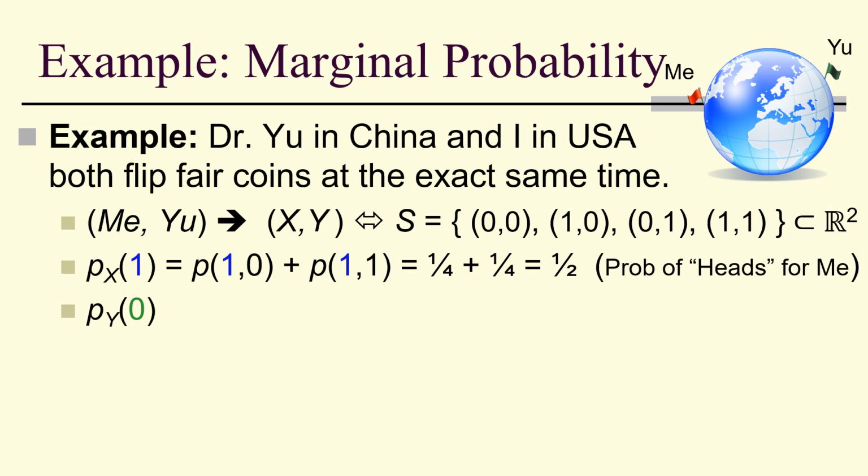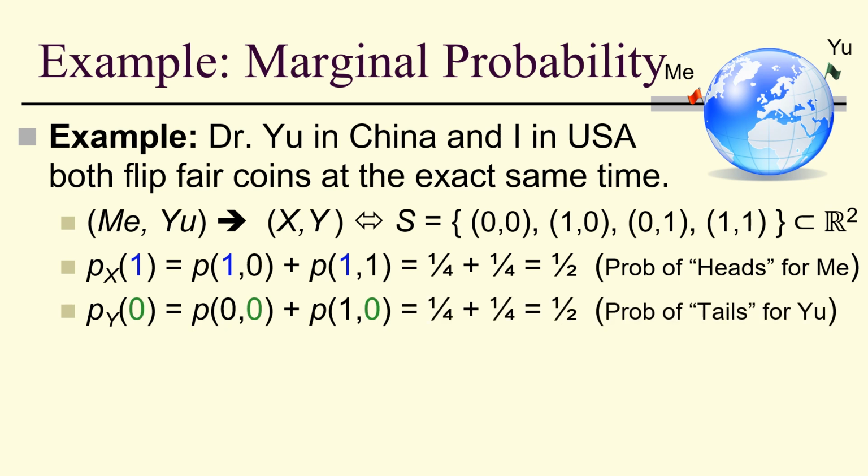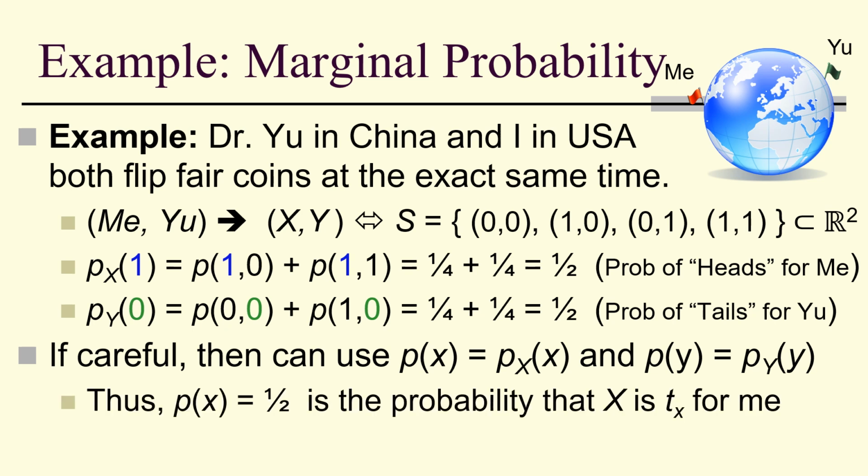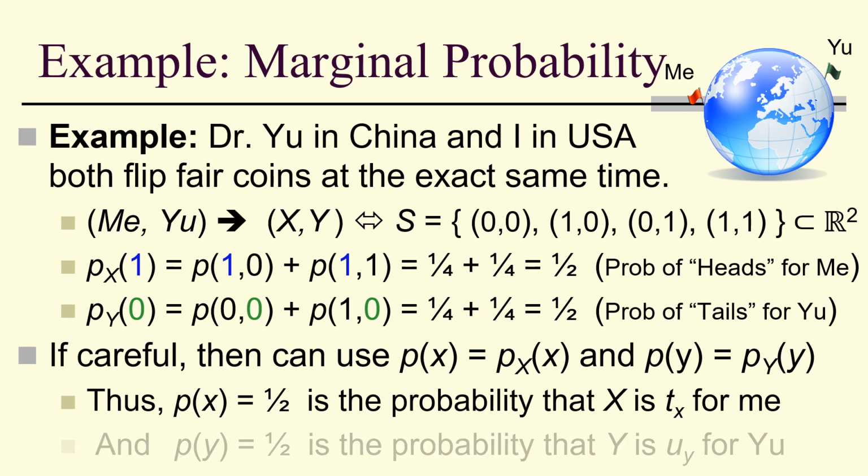What about Dr. Yu getting a tails? Well, that's the probability that I get tails and Yu gets tails, plus the probability that I get heads and Yu gets tails. Again, 1/4 plus 1/4 is a half. Probability of tails for Yu. If careful, we can use P of X and P of Y without the subscripts. So P of X is equal to 1/2 is the probability that X is t sub x for me. And P of Y equals 1/2 is the probability that Y is u sub y for Yu.